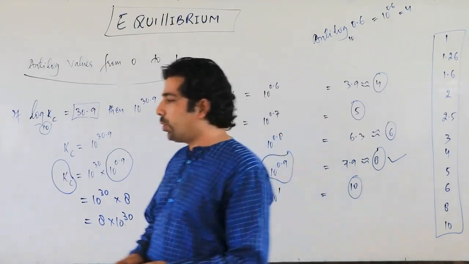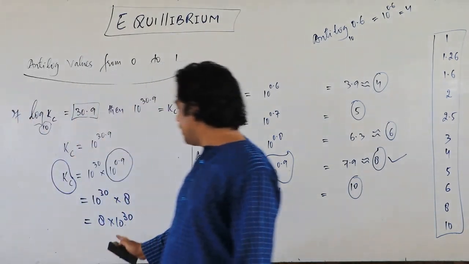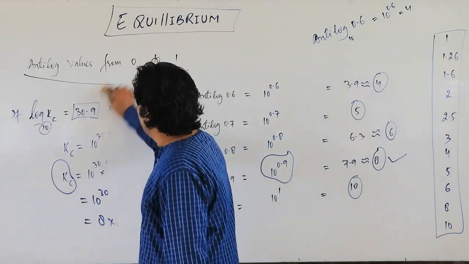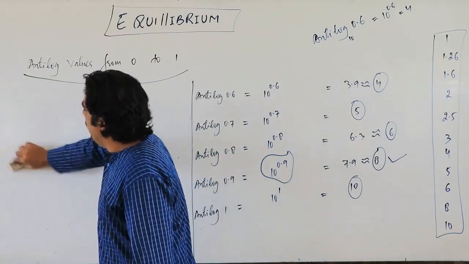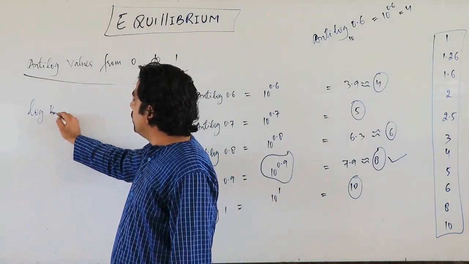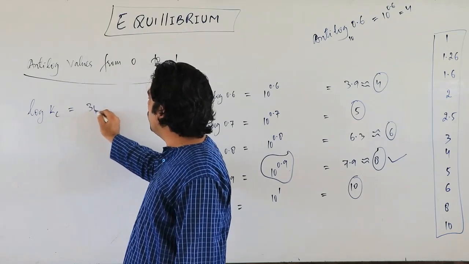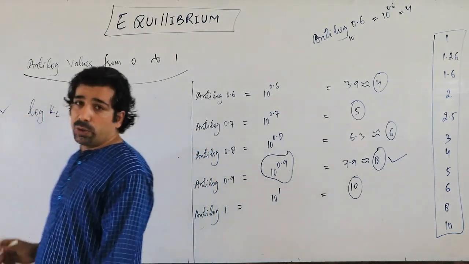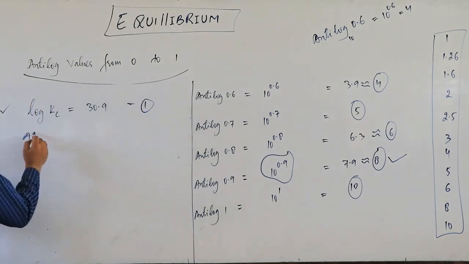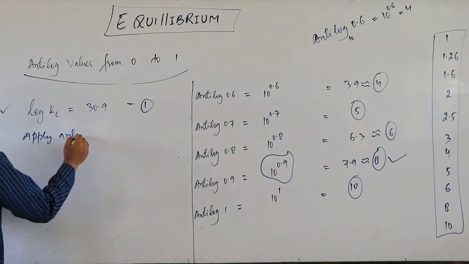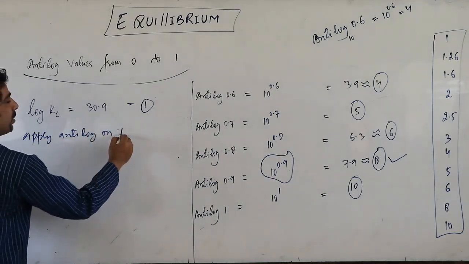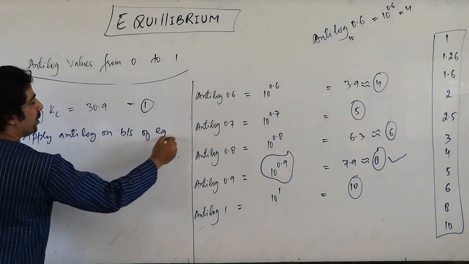Have a look. How to solve it through antilog? Try to understand and remember this value: 8 into 10 raised power 30. I will take the same expression and solve it through antilog. Let us suppose your expression was log Kc is equal to 30.9. And how to solve it by using antilog? Let's call it equation 1. Apply antilog on both sides of equation 1.